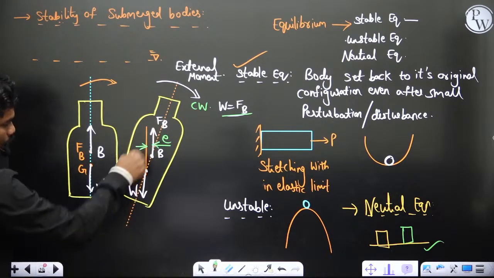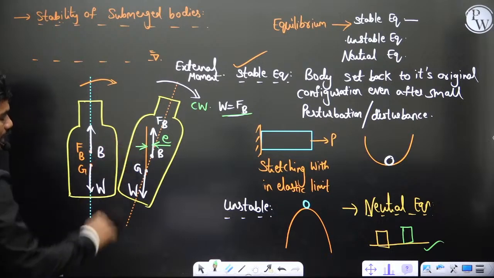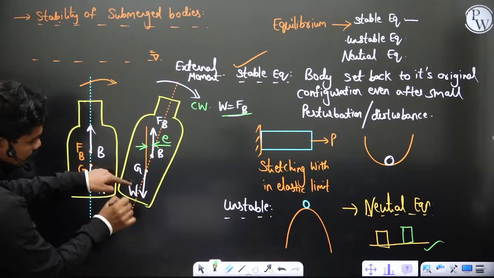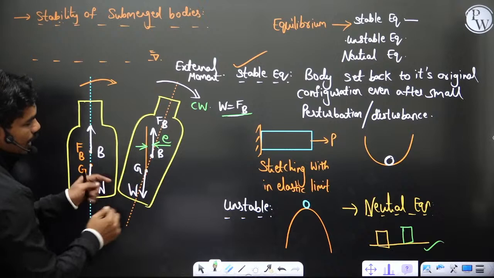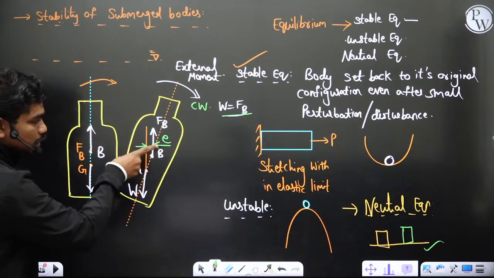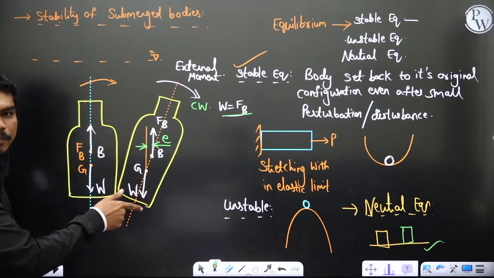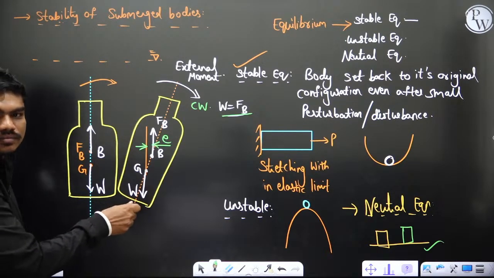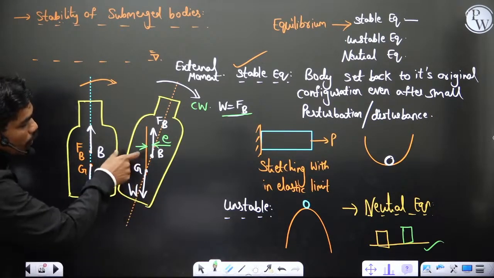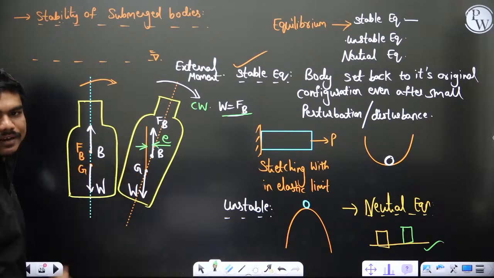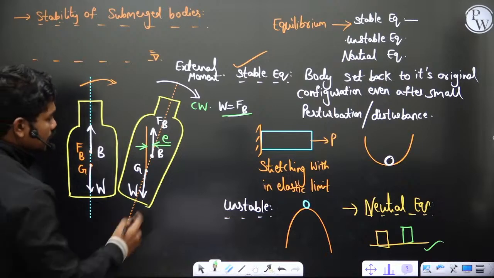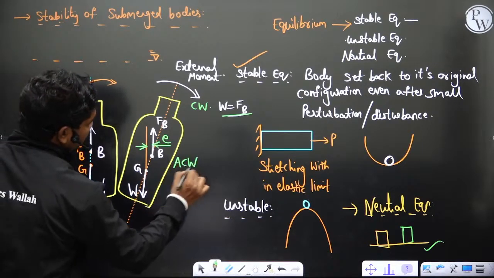Now if these two forces are equal, then definitely there is a couple acting on this body. Can anyone tell me, this is weight acting downwards and if this is buoyancy acting upwards, can anyone tell me what is the direction of this moment? Clockwise or anti-clockwise? Can anyone tell me what is the direction of the moment that's acting here? Anti-clockwise, okay? It is anti-clockwise, yes? So this is an anti-clockwise moment, obviously.